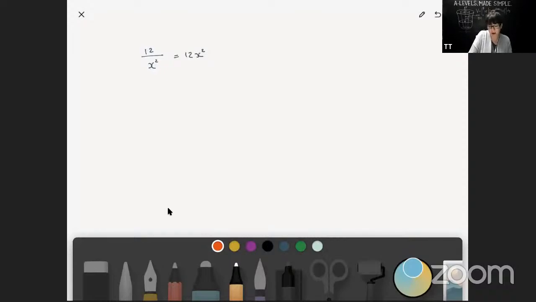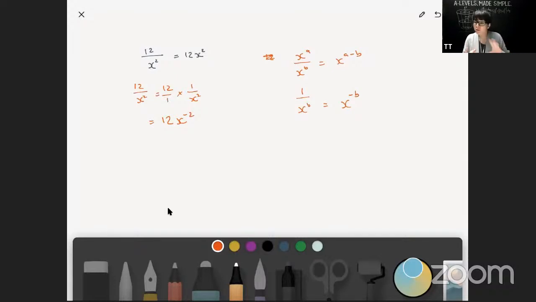We could say, what's the rule? The rule is that x to the a over x to the b is x to the a minus b. So 1 over x to the b would be x to the minus b. And what we've got here is 12 over x squared, which is 12 over 1 times 1 over x squared. So that's 12 x to the minus 2. But don't just write it down.